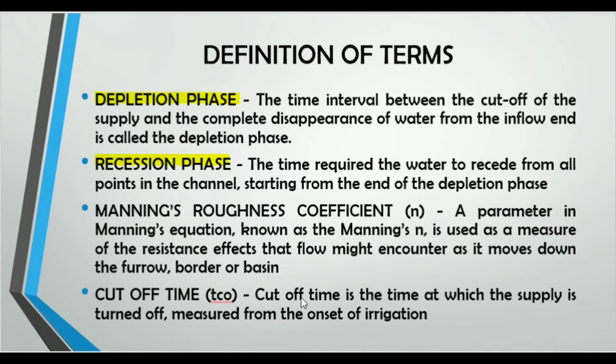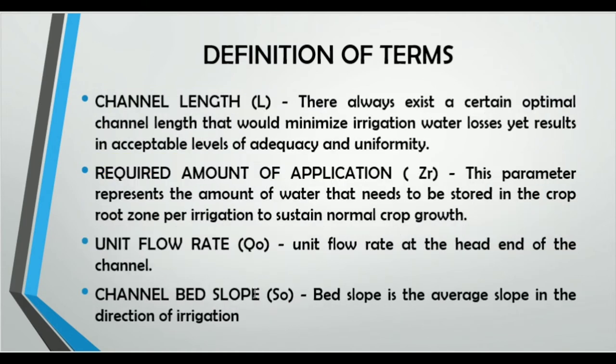Cutoff time. Cutoff time is the time at which the supply is turned off, measured from the onset of irrigation. Next, channel length. There always exists a certain optimal channel length that would minimize irrigation water losses, yet results in acceptable levels of adequacy and uniformity. So we have to choose the appropriate channel length to avoid losses.